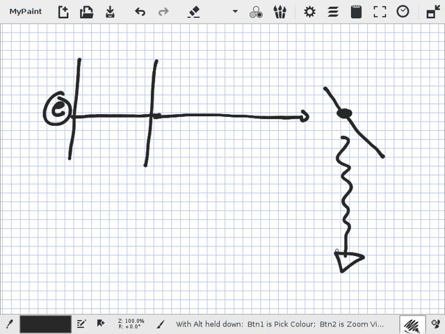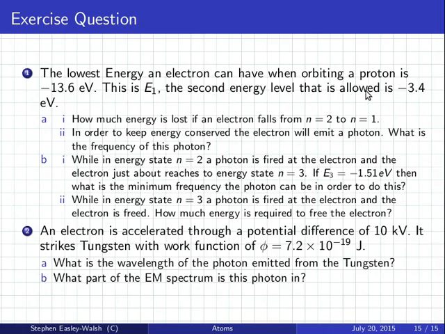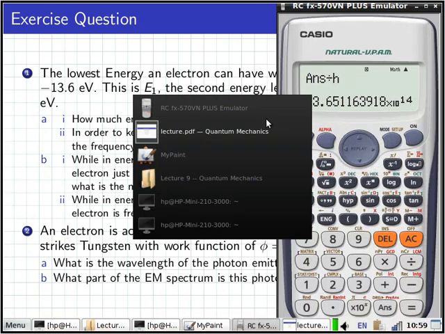Now, I don't know. I think maybe we need to consider the 10 kilovolts. Maybe I should have written the question better. Oh well, let's see what we can do with it. So the electric field is going this way, and we said it's at 10 kilovolts, and the work function we said is... oh, I gave it in joules, how weird of me. 7.2 times 10 to the minus 19 joules.